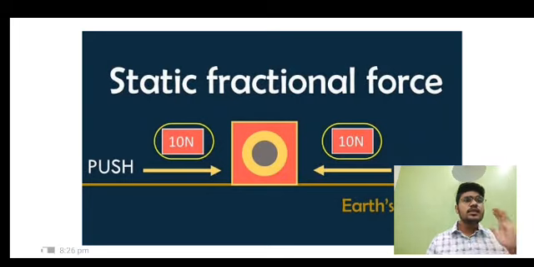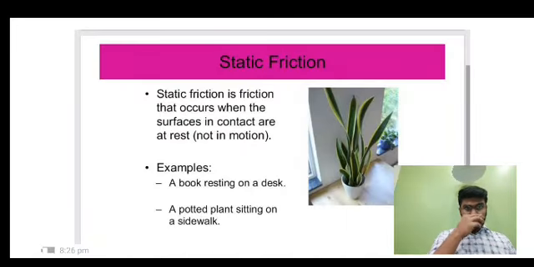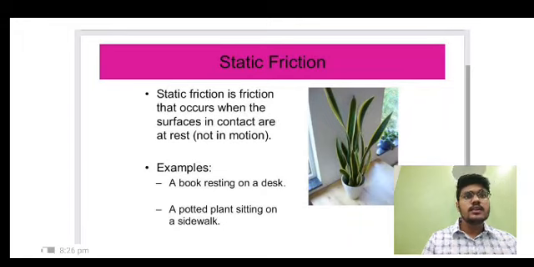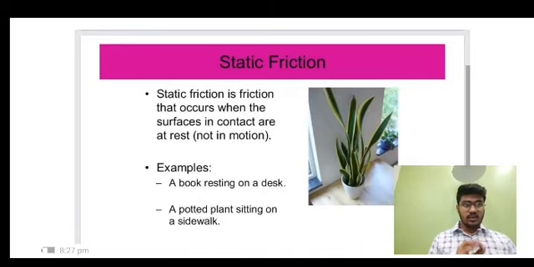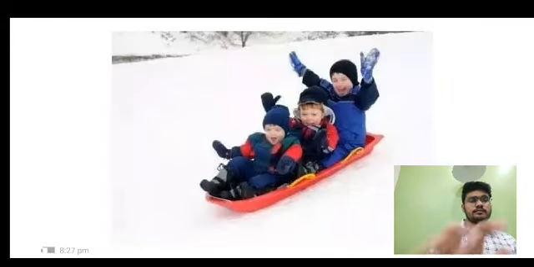And what is this opposing force? The opposing force is friction. And what is that friction? Static friction. So you can say static friction is the friction that occurs when the surfaces in contact are at rest, not in motion. What are the examples? A book resting on a desk, a potted plant sitting on a sidewalk. You can see that, right? If the object is at rest, then the frictional force is static friction.